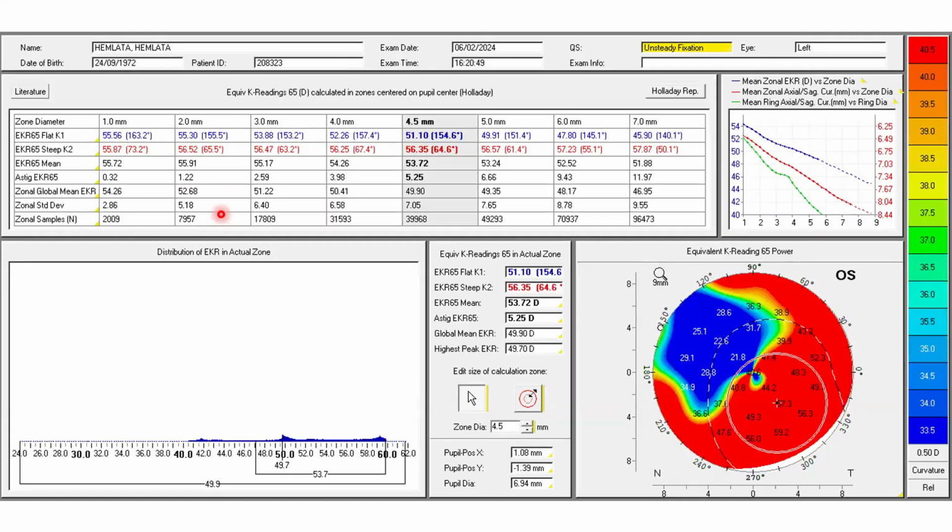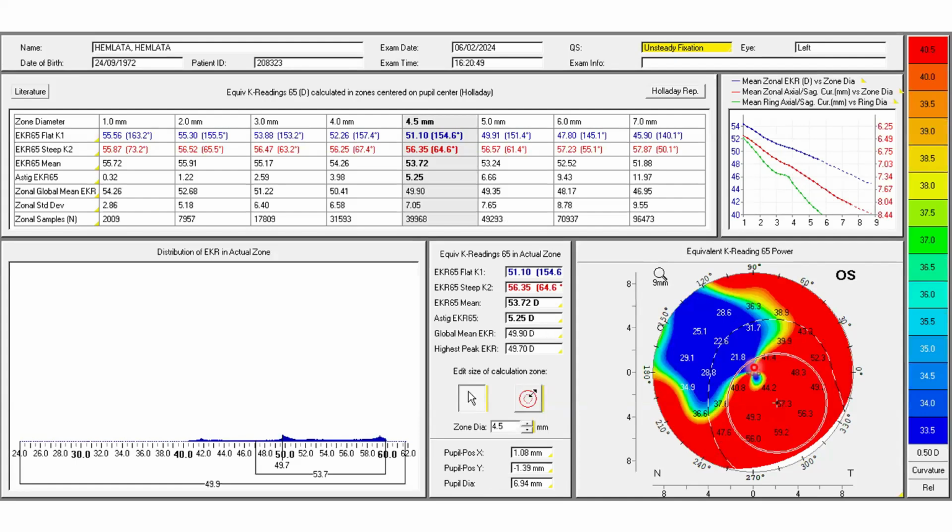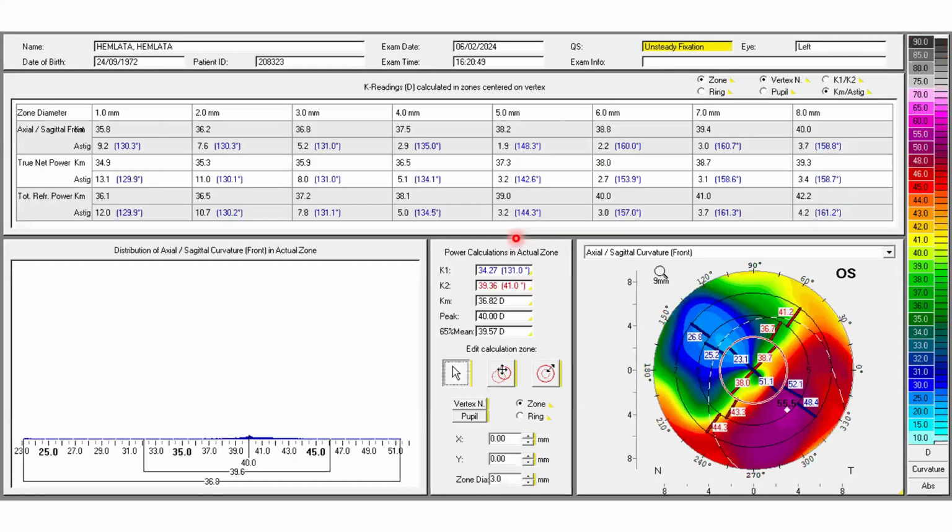The EKR 65 maps are centered on the pupil, whereas the total corneal power maps are centered on the corneal vertex. So that is how you could differentiate between the two maps. Also, one important thing to note is that on the EKR 65 map, we don't have an option to recalibrate or shift this red circle to an area we desire. Whereas in the total corneal power map, we have this option in the edit calculation zone, wherein we can increase or decrease the size of this zone and also decenter it wherever we want.